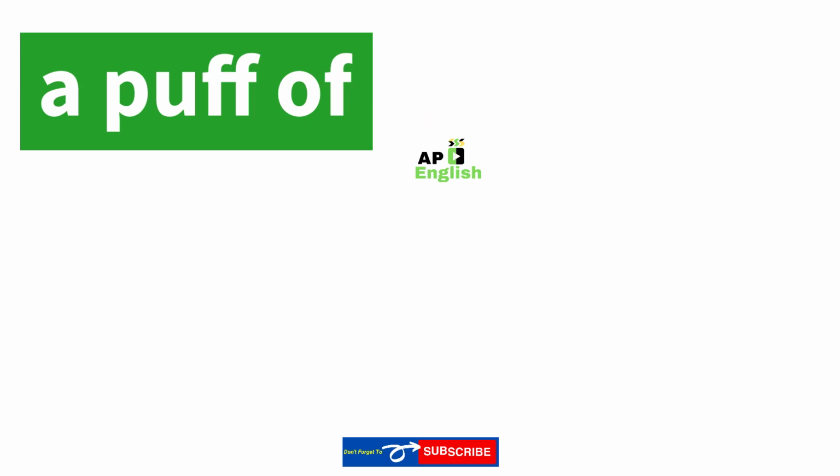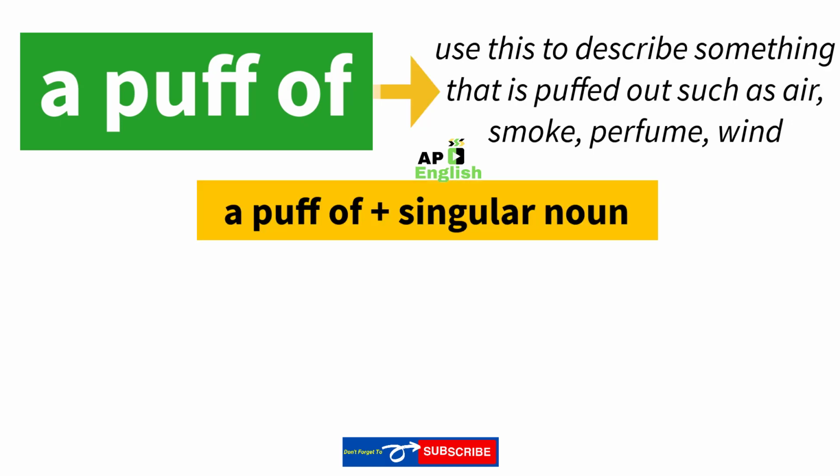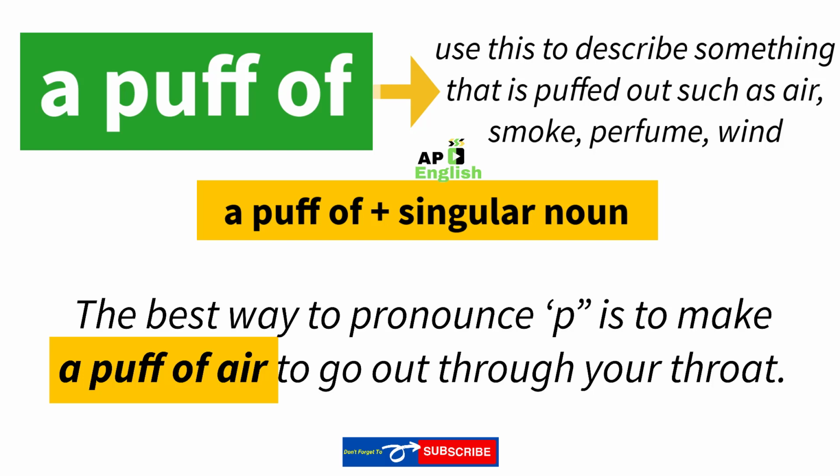A puff of is used to describe something that is puffed out, such as air, smoke, perfume, wind. Example: the best way to pronounce p is to make a puff of air go out through your throat.